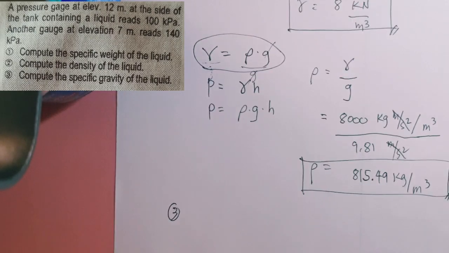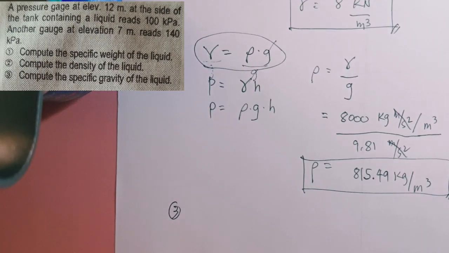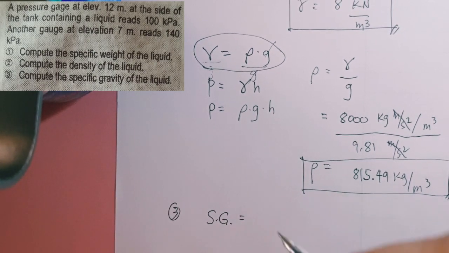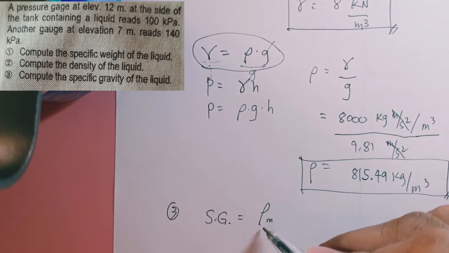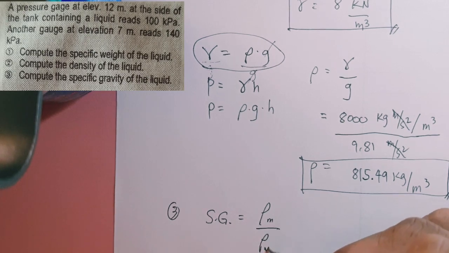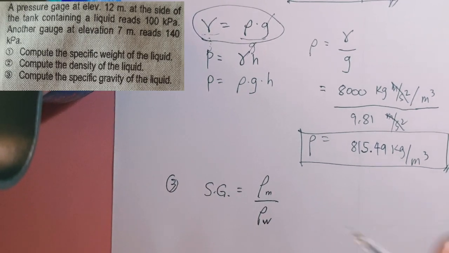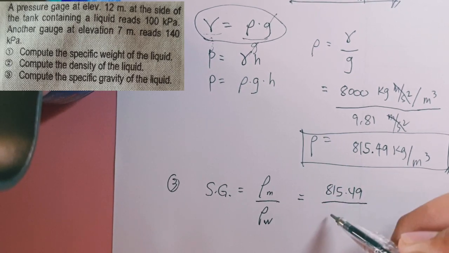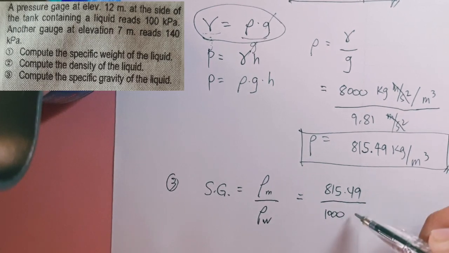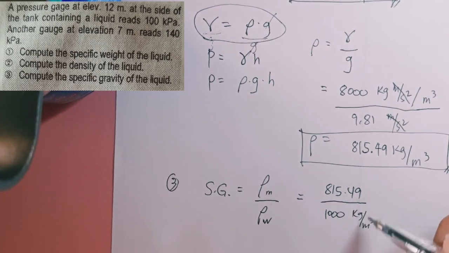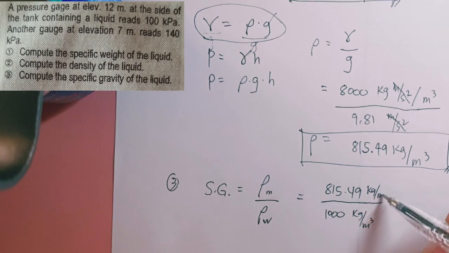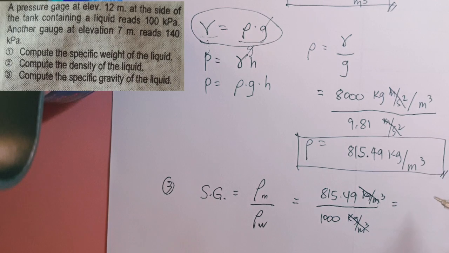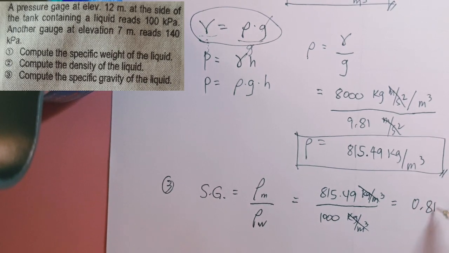Number 3. So, compute for the specific gravity of the liquid. Specific gravity, that is density of the material or the fluid divided by density of water. The density is 815.49 divided by density of water, that is 1,000 kilogram per cubic meter. Cancel. So specific gravity is unitless, 0.815.